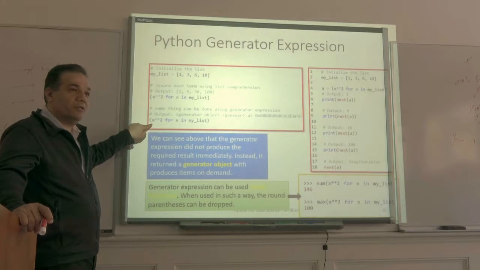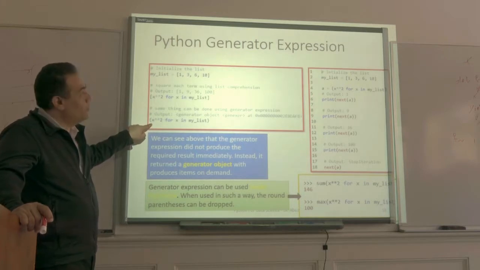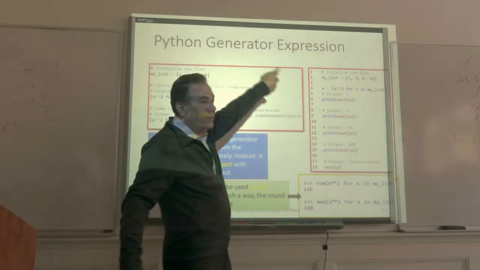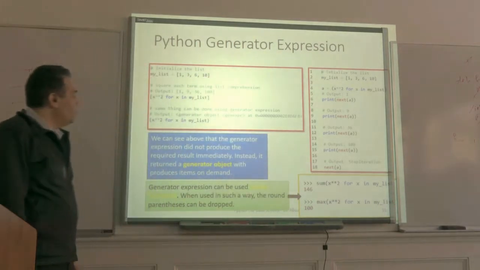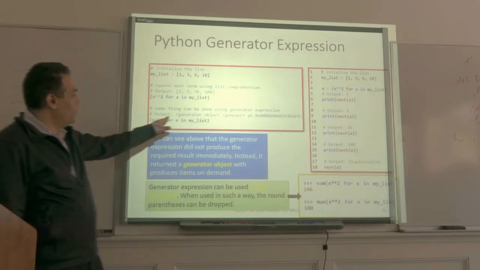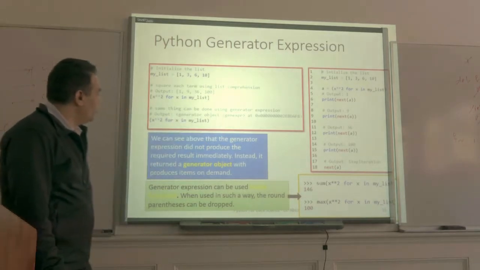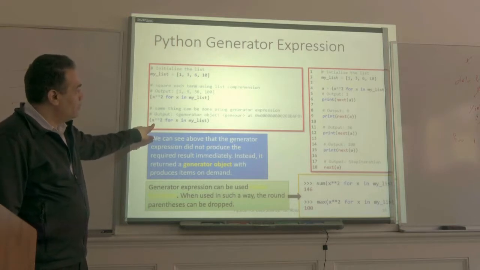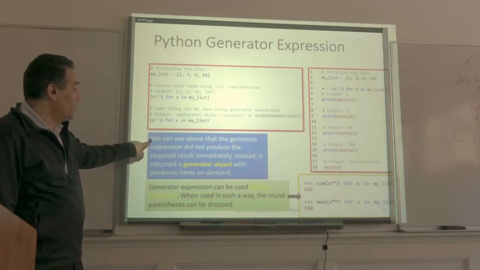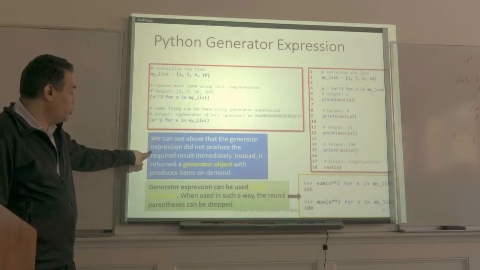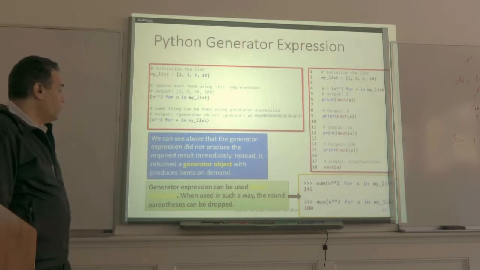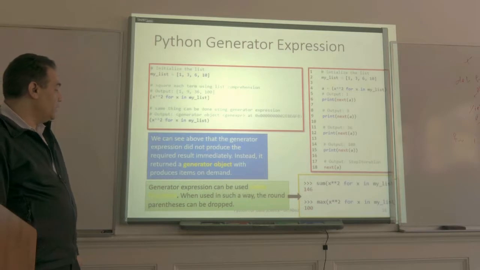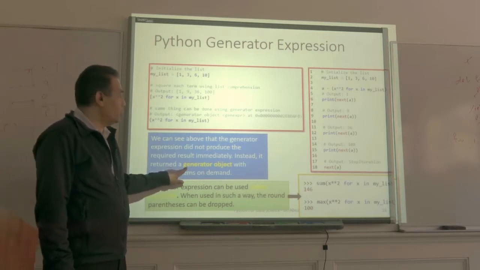What is this? Is it a tuple? No. It's a generator expression. So in here, we are doing the same thing. The same thing can be done with a generator expression. We can see above that the generator expression did not produce the required result immediately, and instead it returned a generator object.